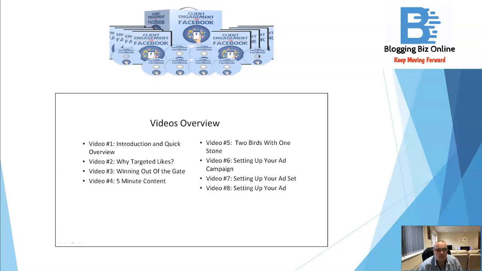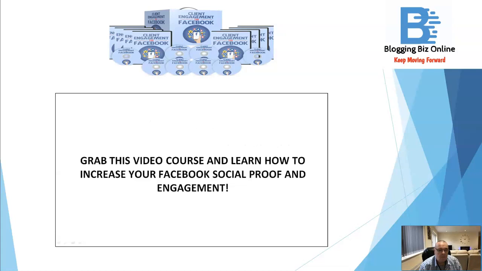Video numbers 6, 7, and 8 are where we jump in and show you how to actually run an ad campaign. So video number 6 is all about setting up your ad campaign. Video number 7 is all about setting up your ad set. And of course, last but not least, video number 8 is about setting up your ad. So go ahead and grab this course and learn how to increase not only your Facebook social proof, but your engagement as well.